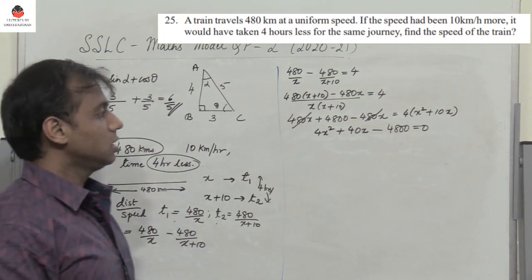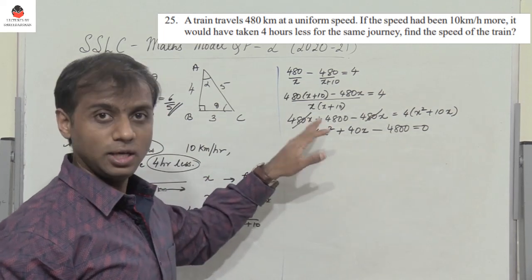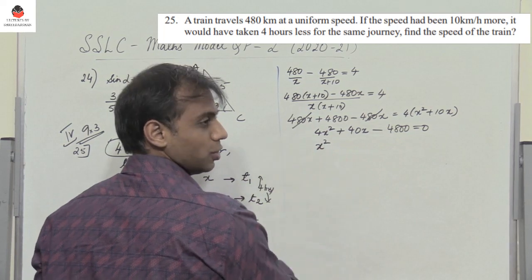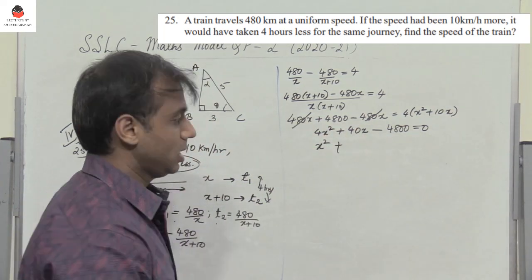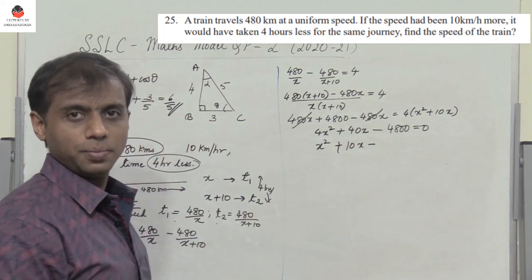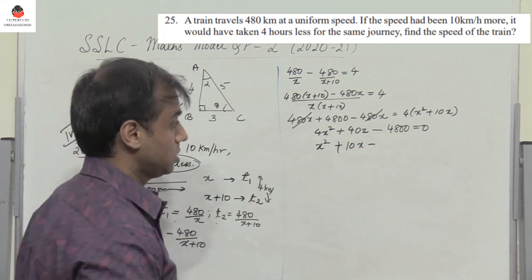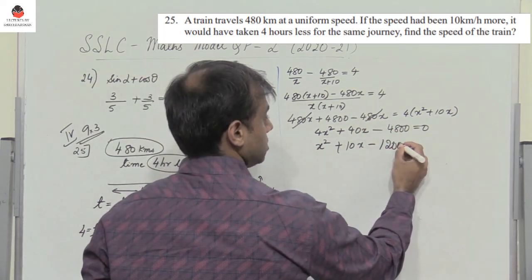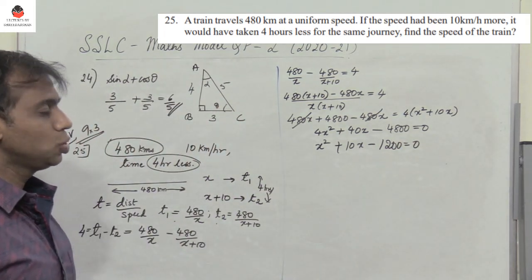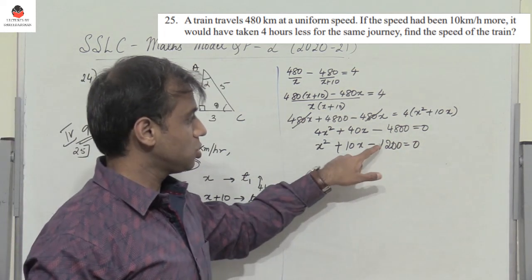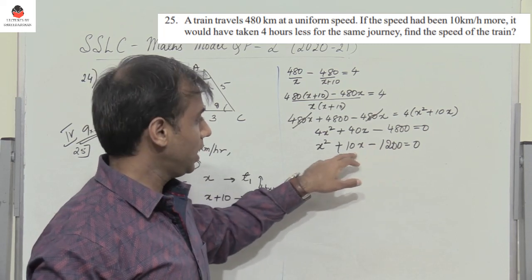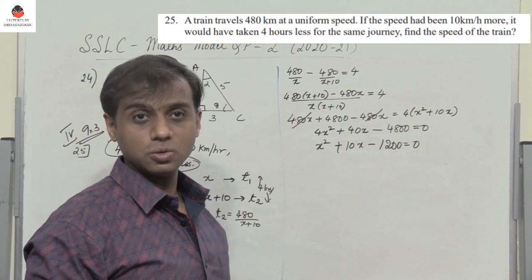Now can I divide the entire equation by 4? Yes. If I divide the entire equation by 4, I get x square, 4 by 4 is 1, plus 40 by 4 is 10, so I get 10x, minus 4800 by 4. We know that 12 4s are 48, so this is 1200 equal to 0. Now I need two numbers such that when you multiply them, it should give me minus 1200, and when you add them, it should give me 10. Now what are those two?